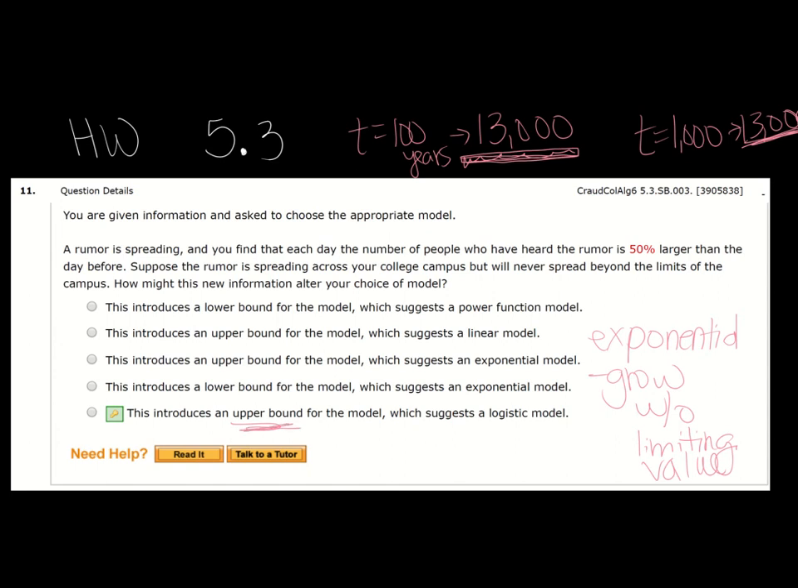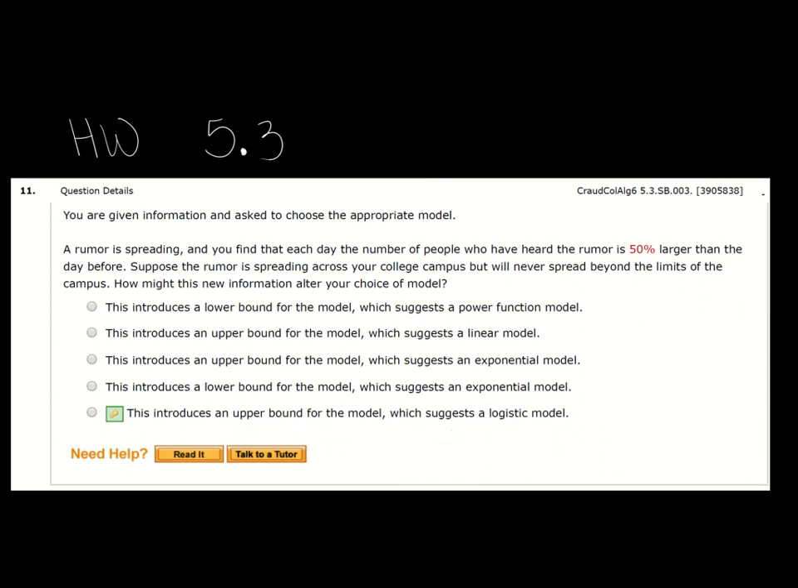And because we have an upper bound, this limiting value, this 13,000 people who can know this rumor, we don't have exponential growth anymore. We start growing really quickly, and then around halfway to the carrying capacity, we start slowing down because we're reaching the limit. Fewer and fewer new people will be able to hear the rumor because we're reaching almost all 13,000. So this suggests a logistic model. This is the whole idea behind a logistic model.